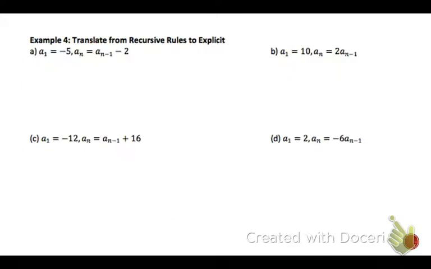Now let's translate between, go from recursive to explicit rules. So I've got an arithmetic sequence because I can see that I'm decreasing by 2 and I know my first term. I'm going to go ahead and just list out some of these. All right, so my explicit rule will be my first term plus my difference, and in this case it's -2 times n minus 1.